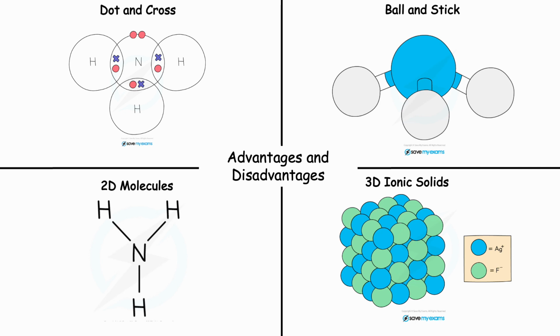So we've got dot and cross, which we've used to draw our diagrams. We've got ball and stick, which hopefully you've come across in lessons by using the Molymod kits. We've got our stick diagrams, which are like dot and cross, but 2D, and use a stick instead of our dots and crosses to show our electrons. And we've got our giant ionic lattices, so these 3D solid structures. So pause the slide and have a go at thinking of some advantages and some disadvantages of using each of these models in science.